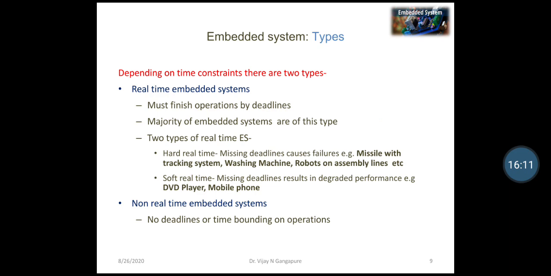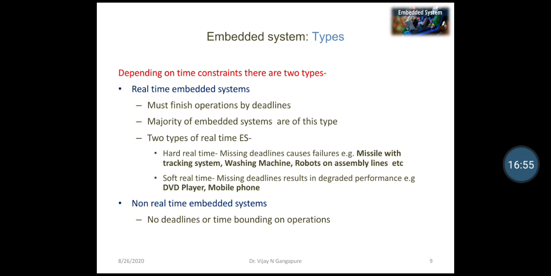Now embedded system types. Depending on time constraints, there are two types of embedded systems: real-time embedded systems and non-real-time embedded systems. So what are real-time embedded systems? In real-time embedded systems, these embedded systems should finish operations by deadlines. And the majority of embedded systems are of this type, that is real-time embedded systems. Under these real-time embedded systems, there are two types. First one is the hard real-time embedded system, in which missing deadlines causes failures.